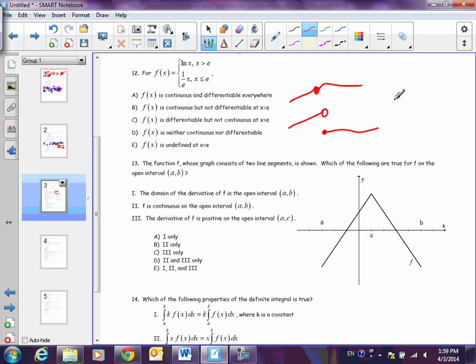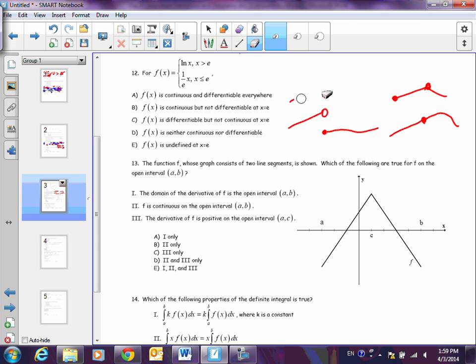You could have it where there's a cusp. Oops, I meant to put the point right there. You could have it where it's a line, and then where the point is, it's not a sharp turn. It's something like that. So there's a lot of different scenarios here. So what we're going to do now is talk about continuity and discontinuity and differentiability with piecewise functions.